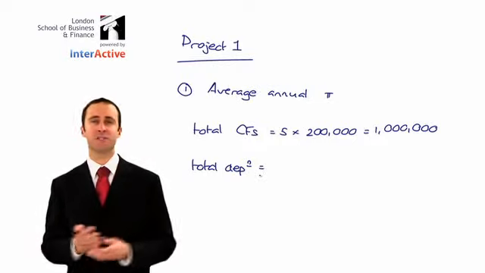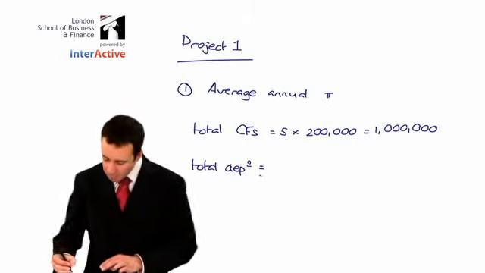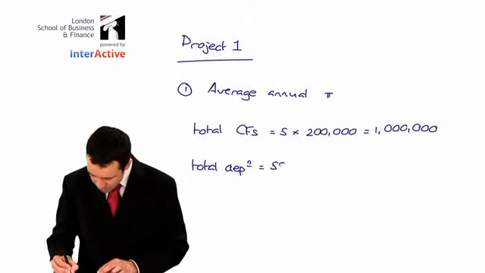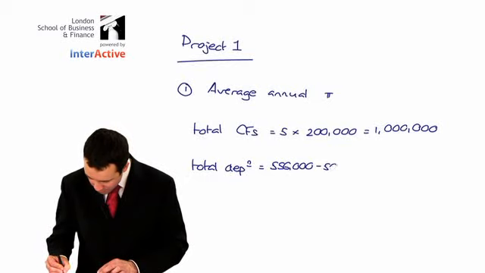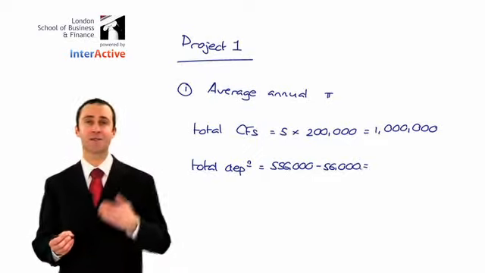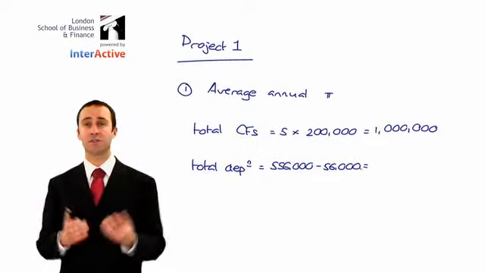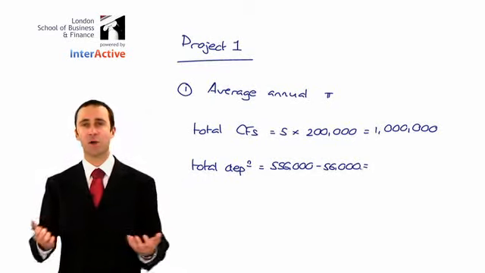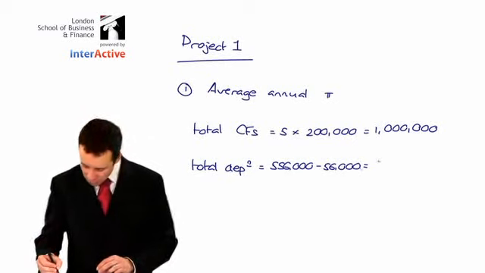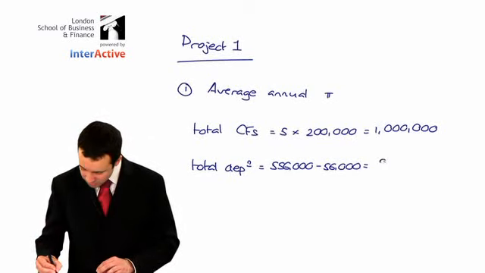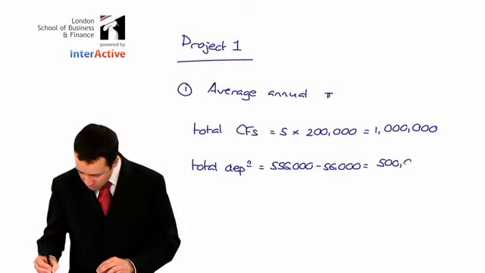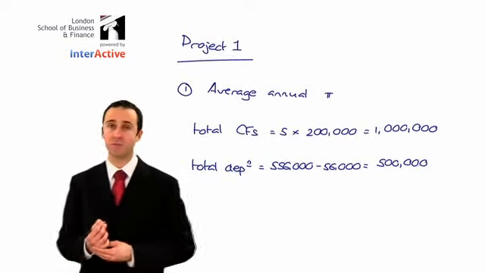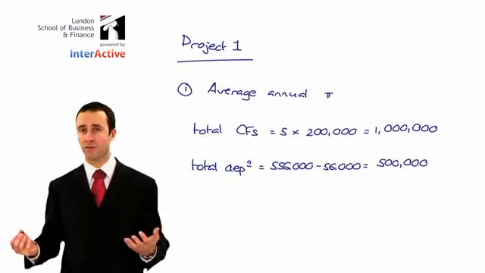Now, we're not specifically given the depreciation figure, but we can calculate it. If you go back to the definition of depreciation, we depreciate our asset from its initial cost down to its residual value over the life of the asset. So we bought it for £556,000, we sold it for £56,000, so we will have charged £500,000 worth of depreciation over the 5 years.